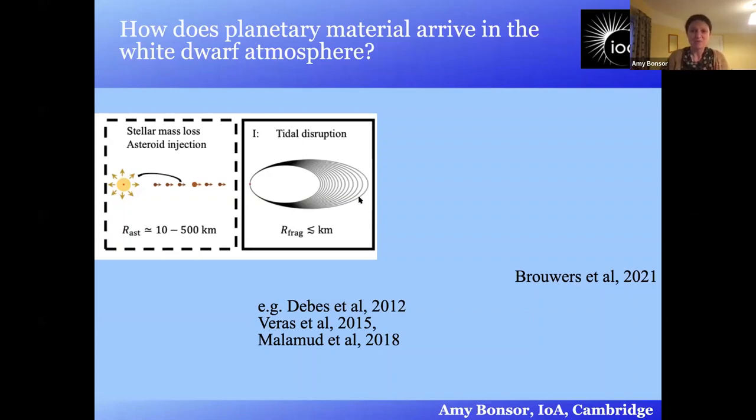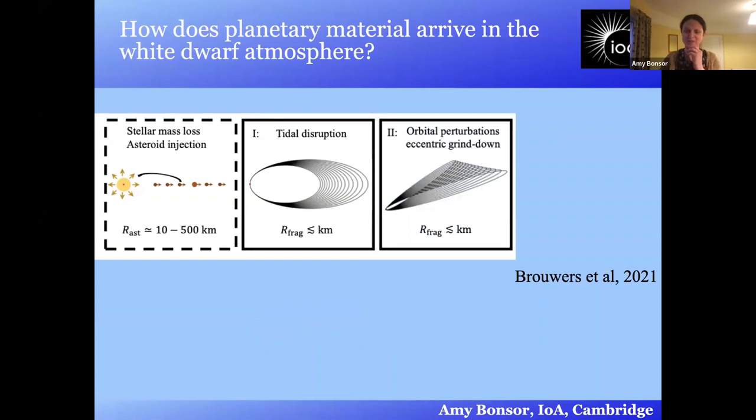But we need something to happen to this disk. It's not enough to just form this disk. We need some process to help us to get that material onto the star. And so what Mark did is he proposed two processes that could do this. One of these is to do with precession from GR, and another is to do with scattering. And both of these lead to orbital perturbations.